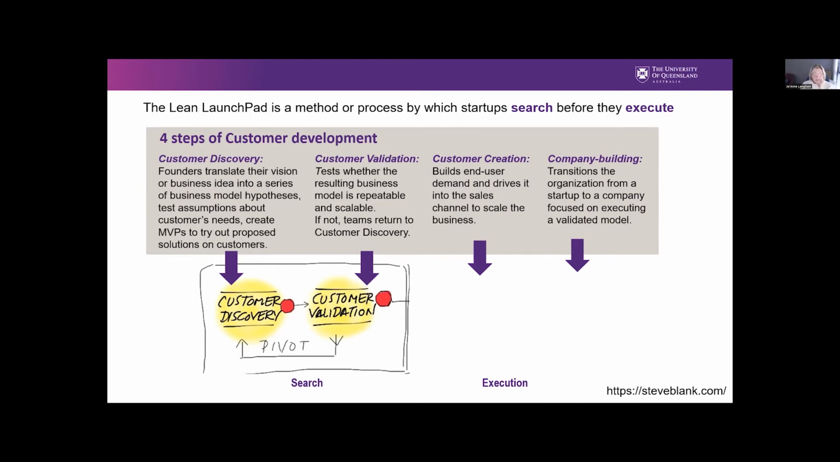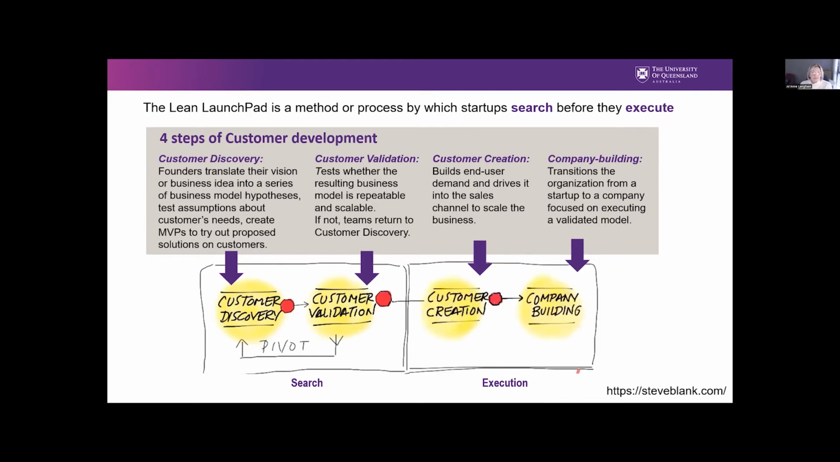There are 4 parts to this process. You've got customer discovery, customer validation, customer creation, and company building. And these are all part of the process that is followed in the Lean Startup approach.